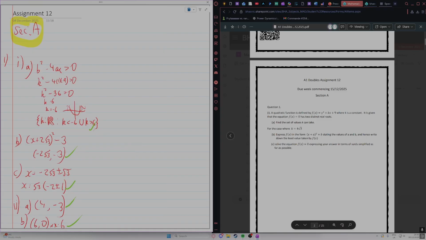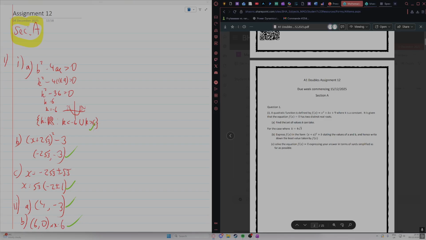So yeah, two real roots. It doesn't actually say in the mark scheme you have to use set notation, but when it says the set of values, I would always use set notation just to be careful. Discriminant is greater than 0. Just solve. You draw your little graph for the quadratic inequality like GCSE, and then write your set out. Case where k equals 4 root 3.